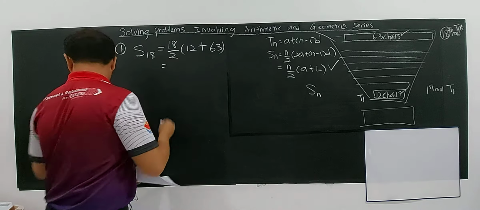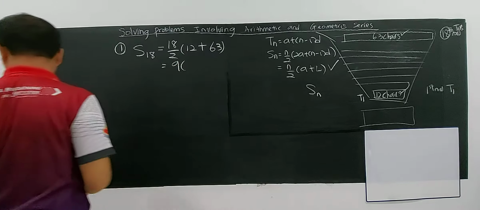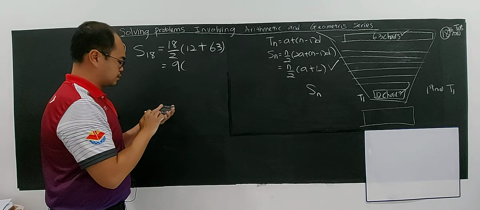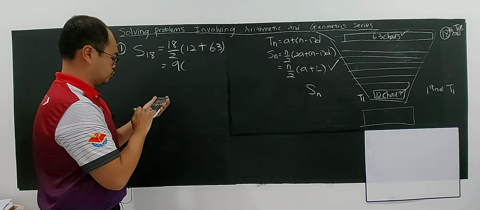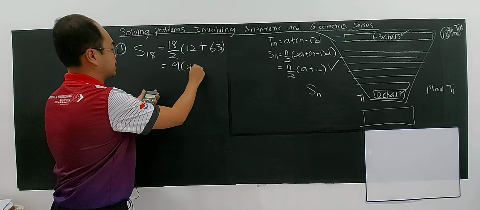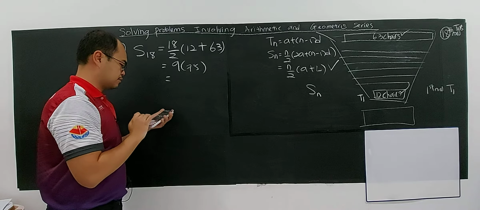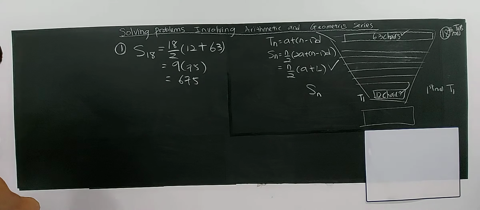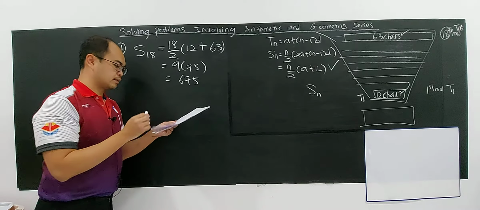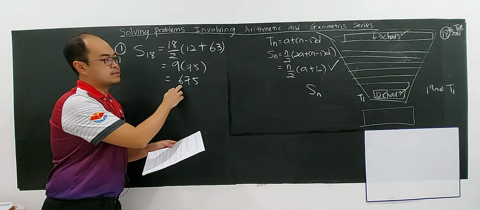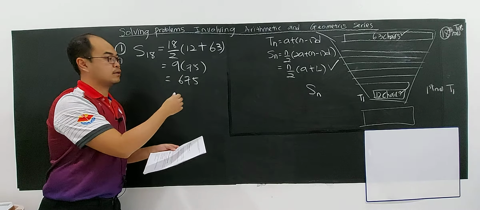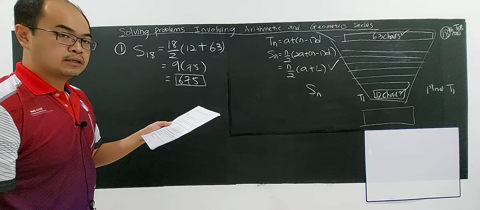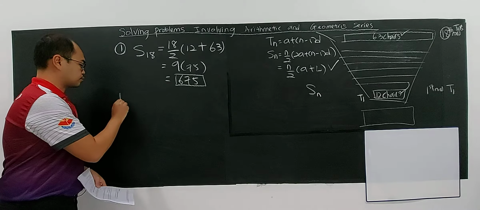So 18 over 2, you have 9. 12 plus 63, you have 75. Okay, 9 times 75, you have 675 chairs. So the number of chairs in the theater is 675 chairs. Wow, very big, right? You can include up to 675 people inside the cinema. So this is for A.